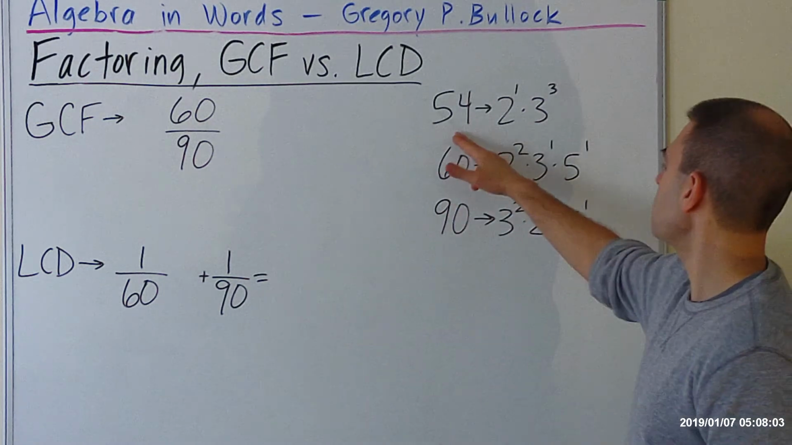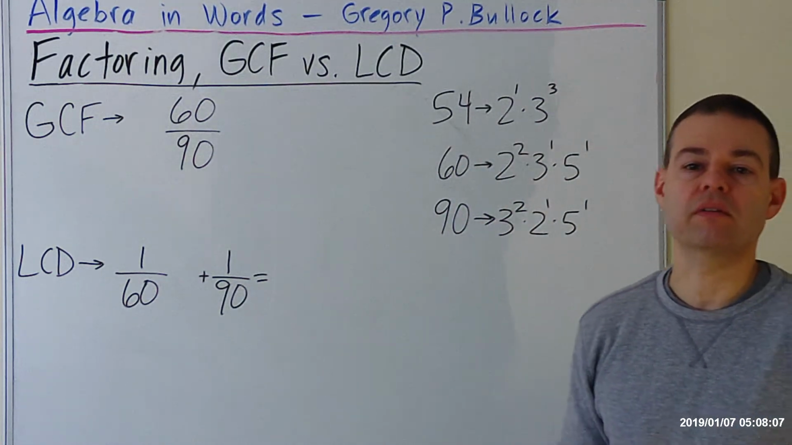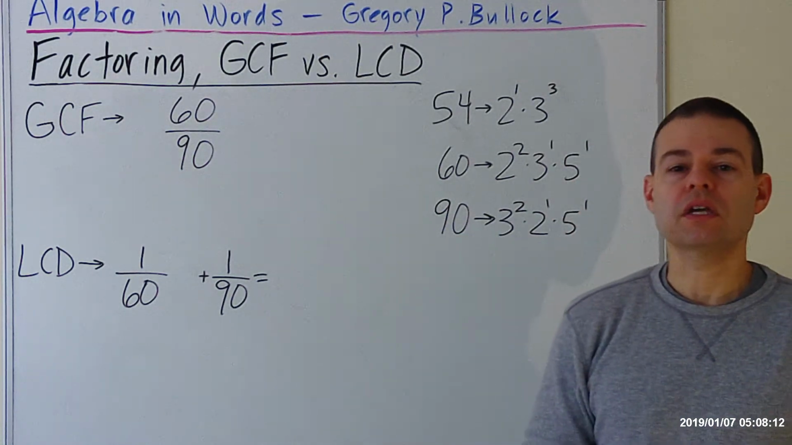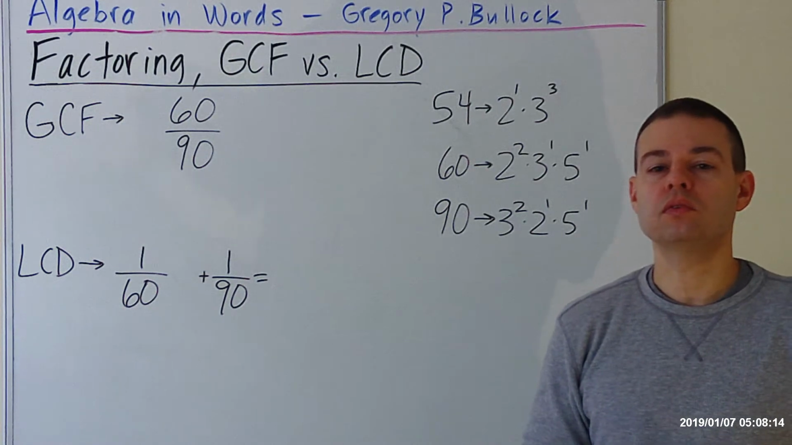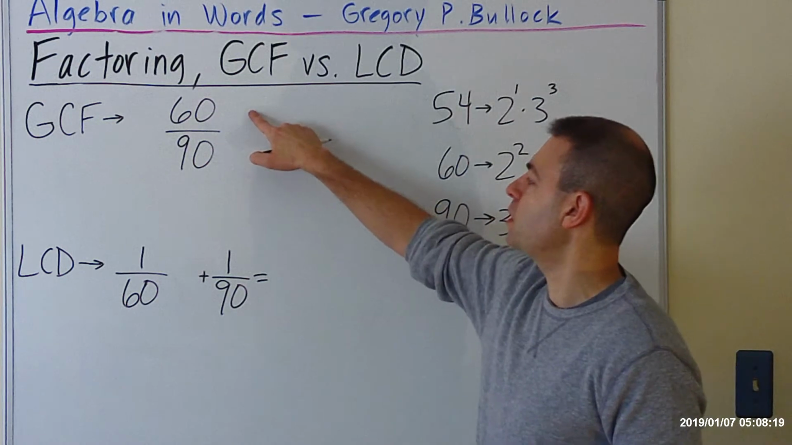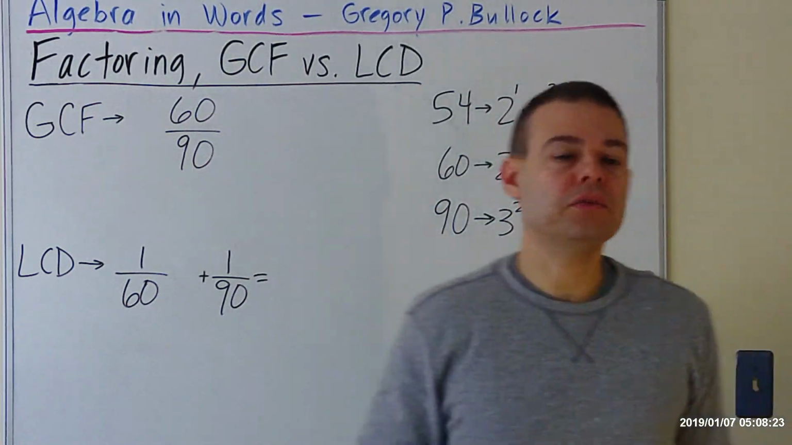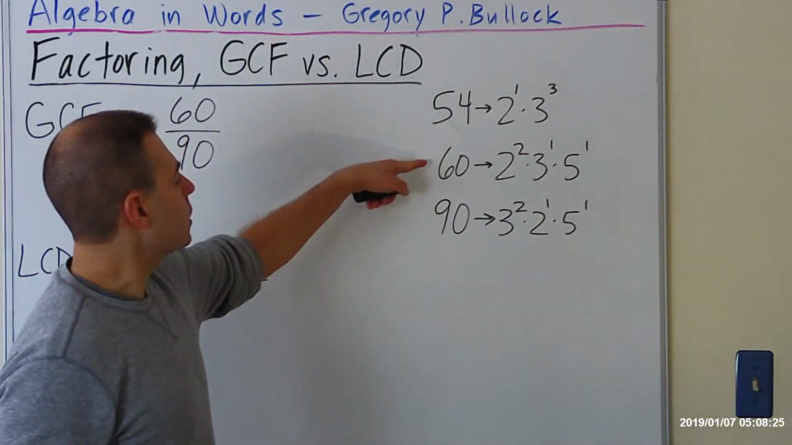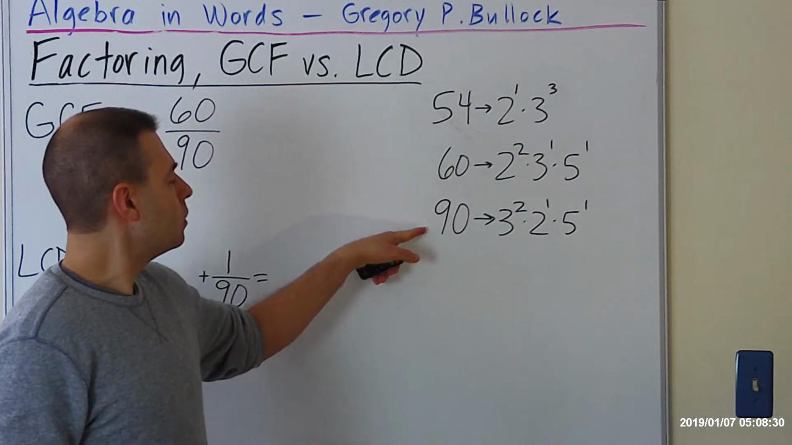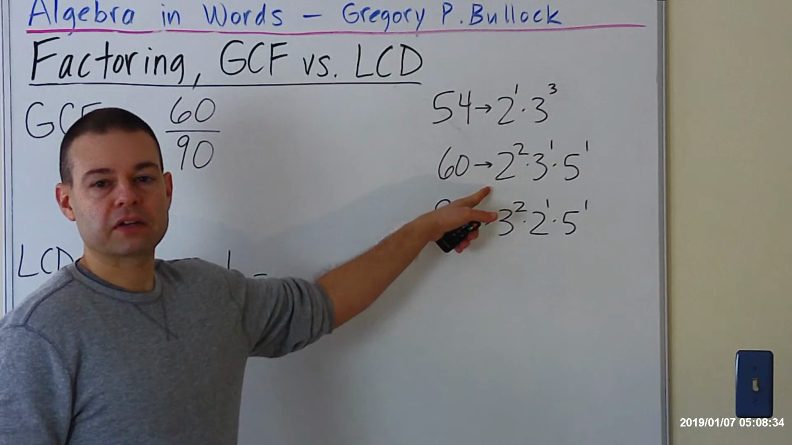Alright, the 30, or the 54, we just aren't going to use yet. Maybe we'll use it in another example. But let's start with this, alright? We're going to find the greatest common factor between 60 and 90, alright? Here's how to do that. Look at the factors of 60 and 90 in their exponential factor form.